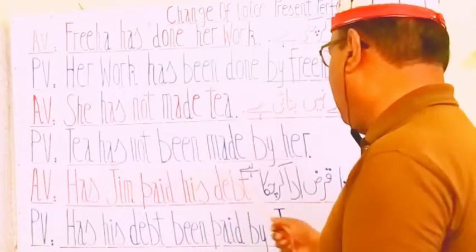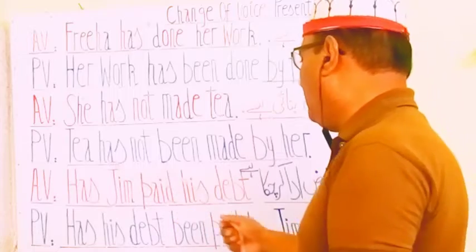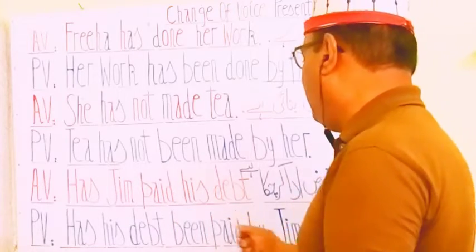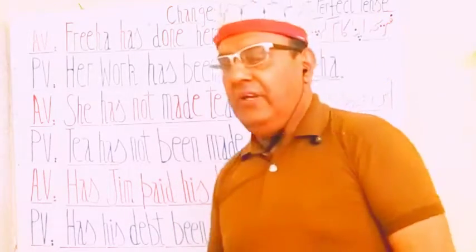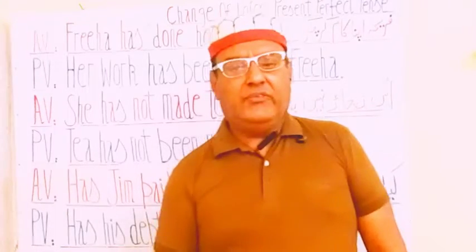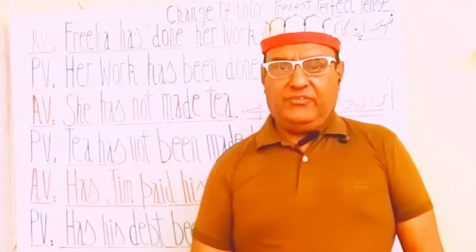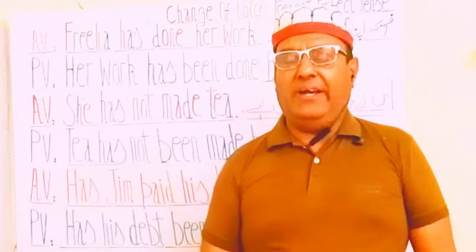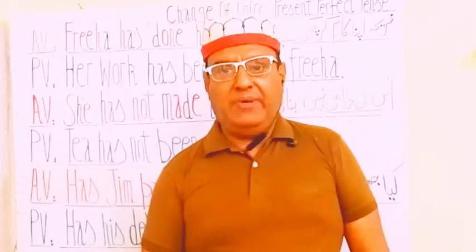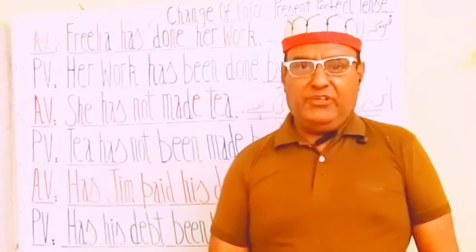चाय उससे नहीं बनाई जा चुकी है. Tea has not been made by her. Hey you guys, आपने second active voice phrase देखा. She has not made tea. This is a present perfect tense.